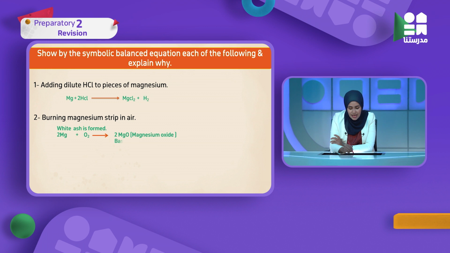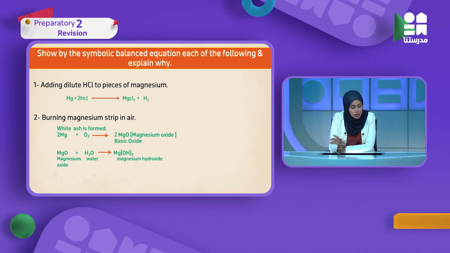This is white ash. Now, magnesium oxide is a basic oxide. Why basic? Because magnesium is a metal and any metal, when it reacts with oxygen, forms a basic oxide. I will take this basic oxide directly and dissolve it in water. Magnesium oxide, MgO, plus water, H2O, will form magnesium hydroxide.